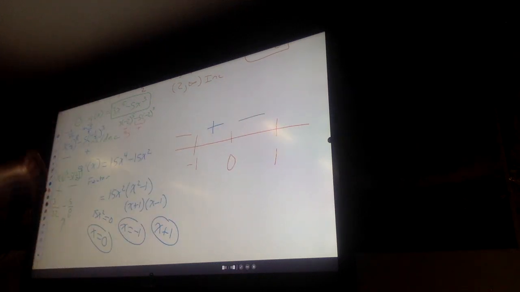And then if you pick a number to the right of 1, so maybe we'll pick 2. 2 to the 5th is 32, that's 96. 2 to the 3rd is 8. So that gives me a positive answer.